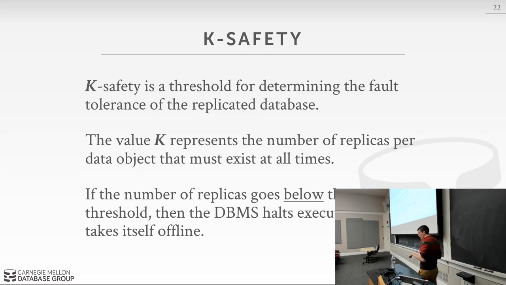Another concept we have to consider now in a replicated database environment is this idea of K-safety. I don't know if this is part of the industry standard. This is what Mike Stonebraker used for Vertica and VoltDB and his other systems. K-safety is the idea that we set a threshold in our system to determine how tolerant we are to failures in the distributed database. K is the number of nodes that has to be available before we take the system offline because we had so many failures.